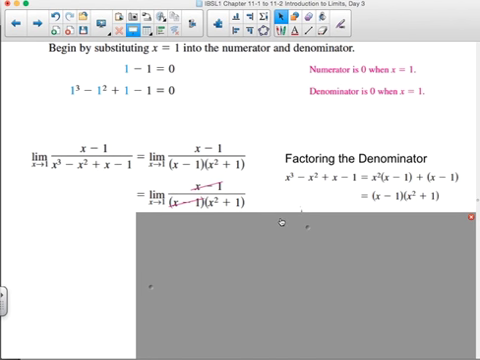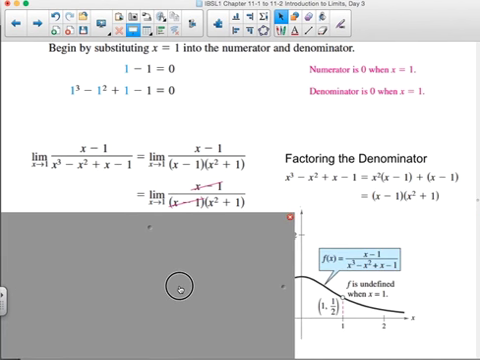Then we can cancel it out. Notice if we were to graph this, it actually would have given us a hole. You can actually see that here. We would have had a hole at x equals 1. Otherwise, it was a continuous function. So we know that's a hole because it actually did cancel out.